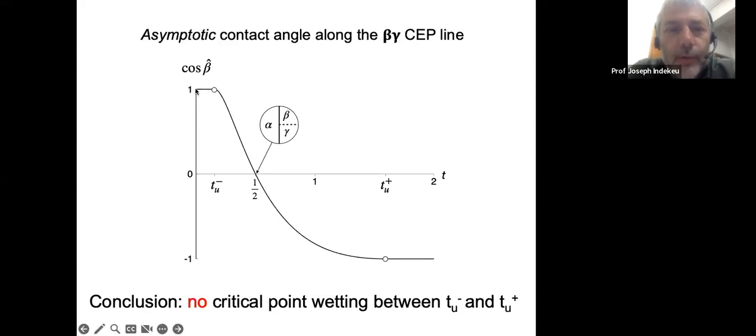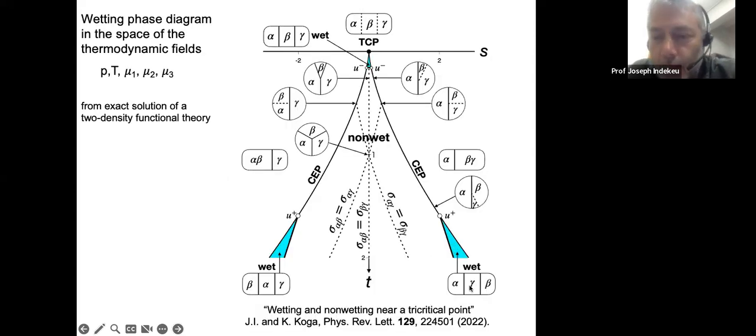Here we are close to this critical endpoint line that I indicated, so the beta gamma criticality, and I monitor the cosine of beta hat, and it varies between unity in the state where beta wets, and it goes to -1 and stays at -1 in the state where gamma wets. Okay, but of course there's a region here near the tricritical point where beta wets. But there's also a region further out where gamma wets. And you cannot just jump from one to the other.